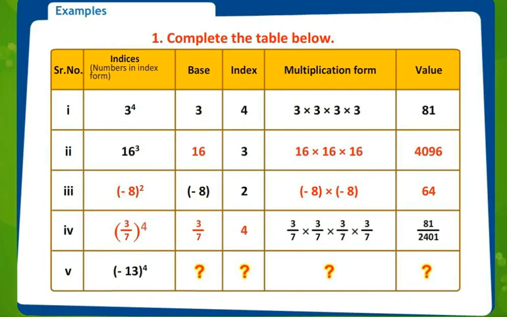Same with the fourth sum, the multiplication form is given and the value is given. Now 3 upon 7 is multiplied 4 times. So since it is multiplied 4 times, 4 is the index, 3 upon 7 is the base, and it can be written as 3 upon 7 raised to 4. Now when we look at the next sum, minus 13 raised to 4. Base is minus 13, index is 4. Minus 13 when multiplied 4 times gives us 28,561. Now it is minus 13, minus minus becomes plus and hence 28,561.